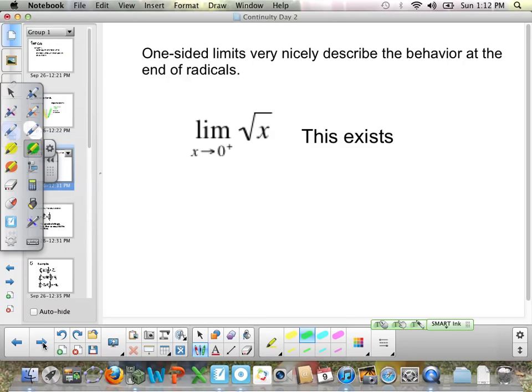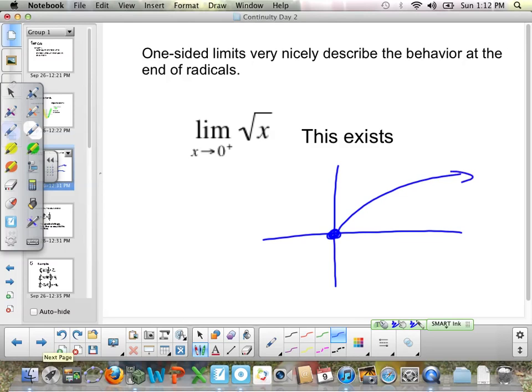One-sided limits very nicely describe the behavior at the end of radicals. If you remember what the square root of x looks like, you've got a graph that starts here and goes off. You can see the function exists at 0 and is defined at 0, but the limit doesn't. We can see that from the right it approaches 0. So this allows us to evaluate what's happening there at the right-hand side at 0.